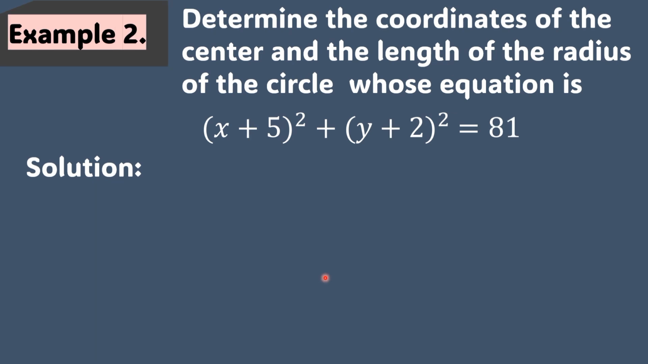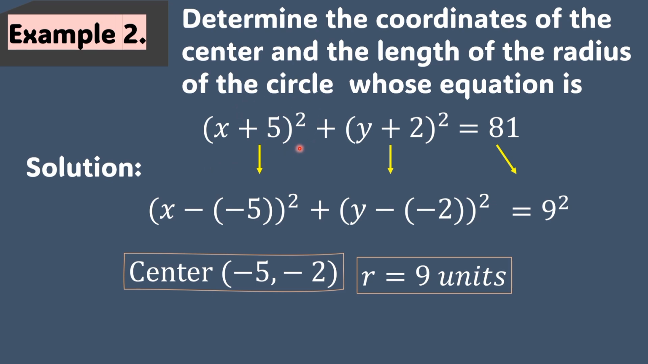Example number 2. Determine the coordinates of the center and the length of the radius of the circle whose equation is the square of the binomial x plus 5 plus the square of the binomial y plus 2 is equal to 81.